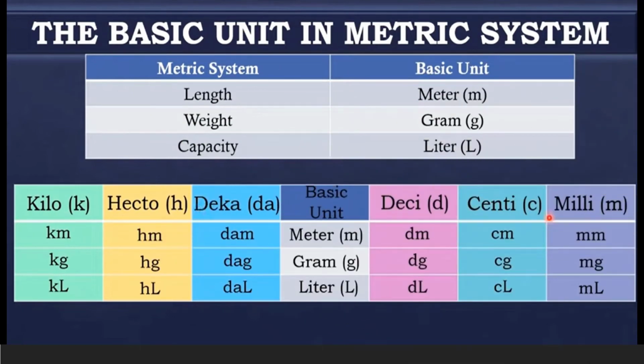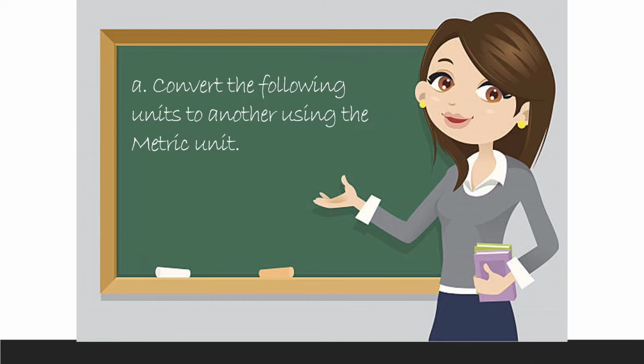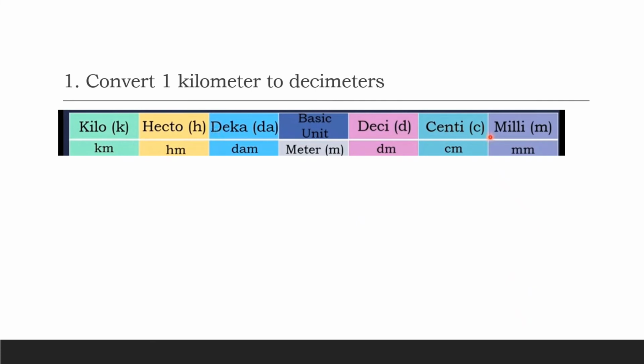Now let us move forward with the activities that you have done earlier. So as you can see, ito yung madalas na ginagamit nating basic units when converting length, weight, and capacity or volume. Let us use this in answering your activity earlier. On your first activity, you are asked to convert the following units to another using the metric unit. Let us have number 1.